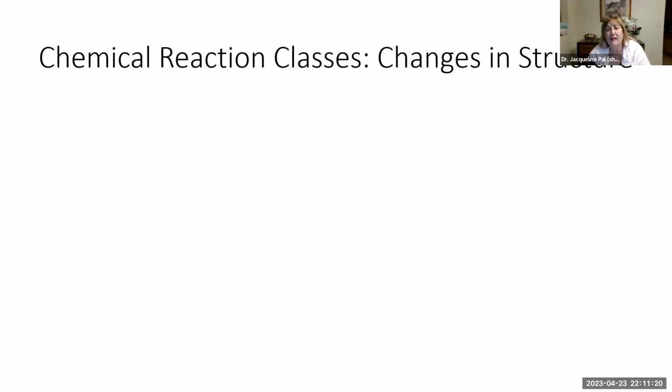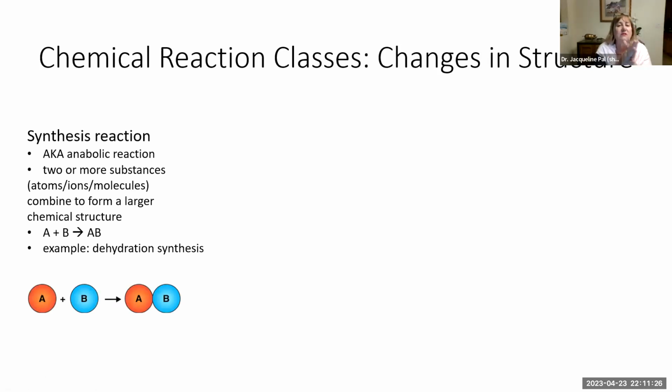So when we look at classes of chemical reactions, we can look at changes in their structure. The first of 3 classes of reactions are what we call synthesis reactions. So synthesis, we are making something bigger. These are our anabolic reactions, where we're going to take 2 or more atoms or ions or molecules and combine them to make something bigger. And they are just like this example down here, where we're taking molecule A and adding it to molecule B to make the product AB. And this is what happens in all the reactions that are dehydration synthesis, same word.